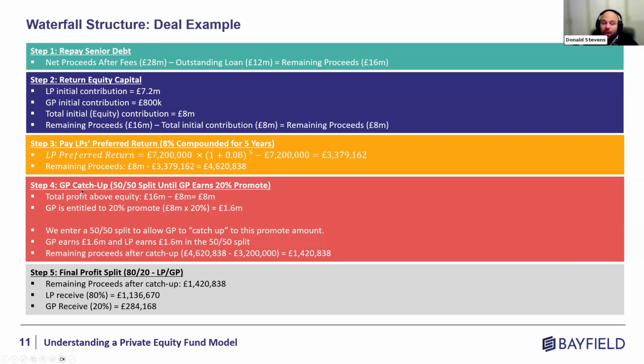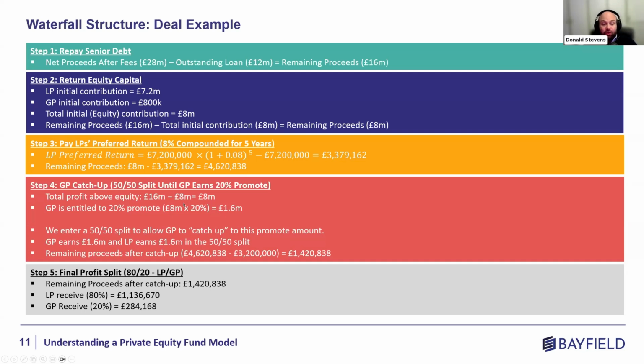However, we have the LP's preferred return that needs to be paid first before any waterfall structure can fall into place. And that's essentially taking the 7.2 million that was committed initially, and then calculating what the excess return would be by compounding it at 8% over 5 years, looking at the differential. And that is essentially the preferred return required by the LP. And then when we take the 8 million and subtract that number, we have 4.62 million left.